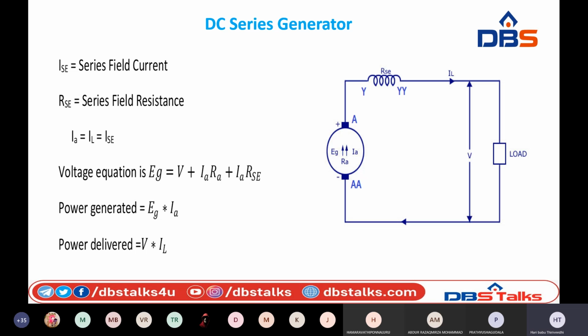So series field winding is designed with a few number of turns with a thick wire having a low resistance, whereas shunt field winding is made up of many number of turns with thin wires and having a high resistance.